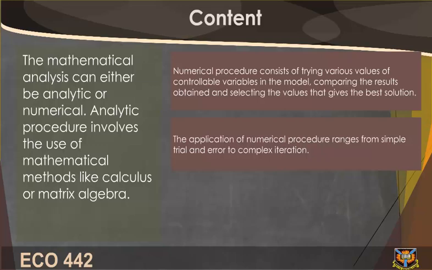Numerical procedure consists of trying various values of controllable variables in the model, comparing the results obtained, and selecting the values that give the best solution. The application of numerical procedure ranges from simple trial and error to complex iteration.